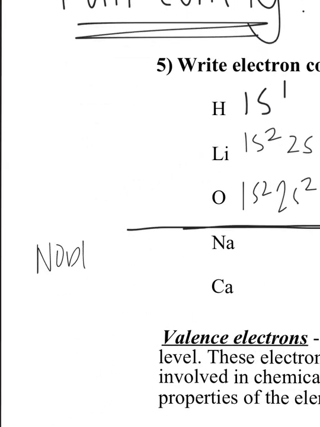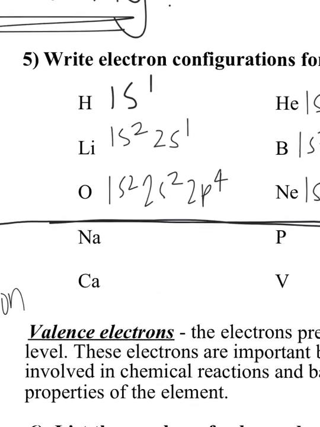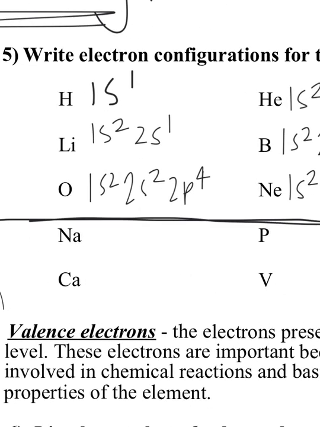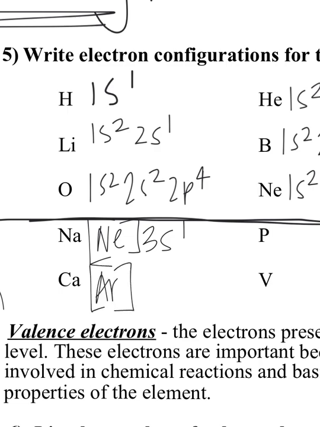Alright, let's do the shorthand. This is called noble gas notation. So you find that element on the periodic table, you go up a row, you go all the way to the right, and you write down that noble gas in brackets. So I find sodium, I go up a row all the way to the right, I have neon, I put neon in brackets, and then I write the rest of the electron configuration, which is just 3s1. Okay, next one, find calcium, I go up a row all the way to the right, I have argon, and then I finish it, so 4s2.